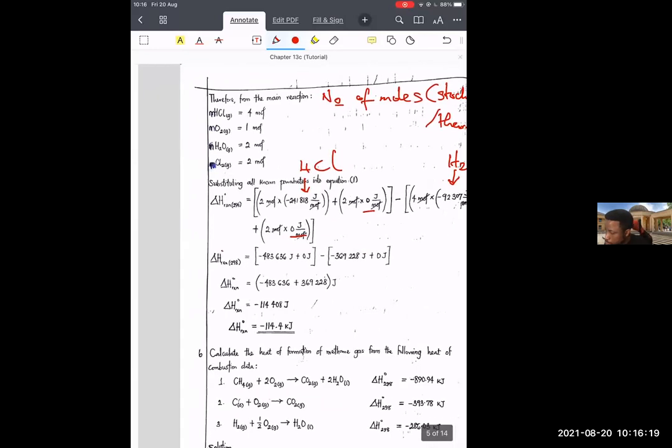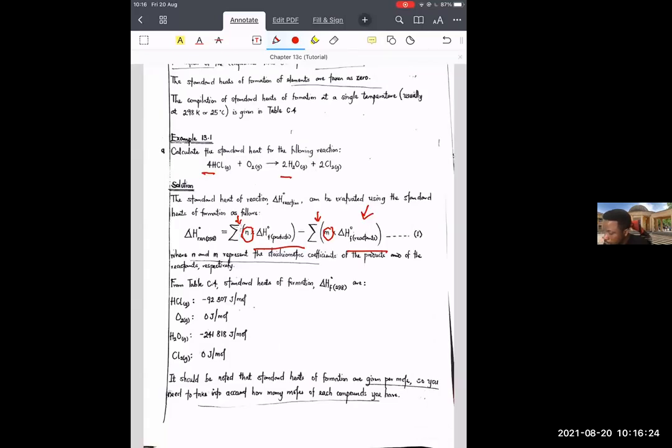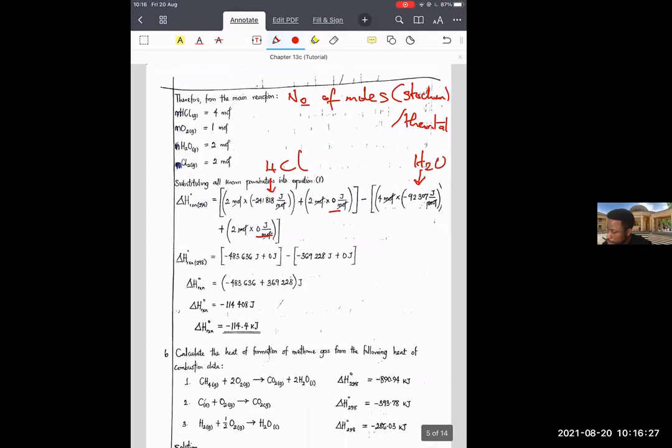So 2, 4, let me ensure we get that right. So 2, 4 is for, yeah, that's for water, not HCl. Is for HCl. So I hope you're still following me on that. Okay, so that's how we plug that in, and then we arrived at that. So obviously looking at this, it's an exothermic reaction.